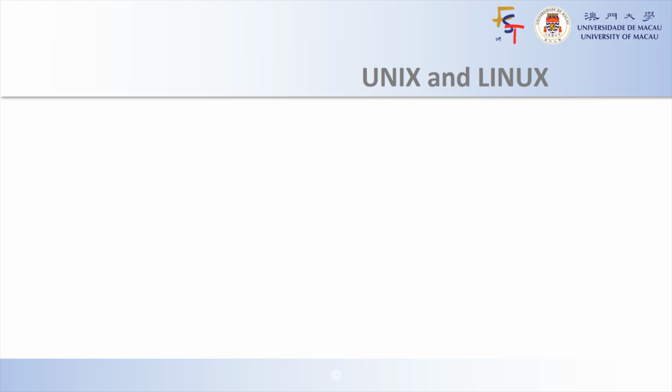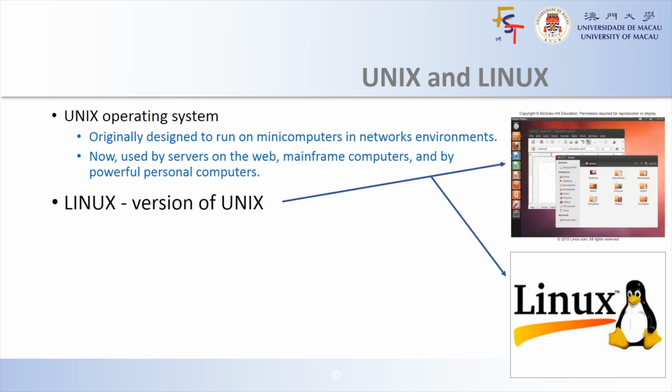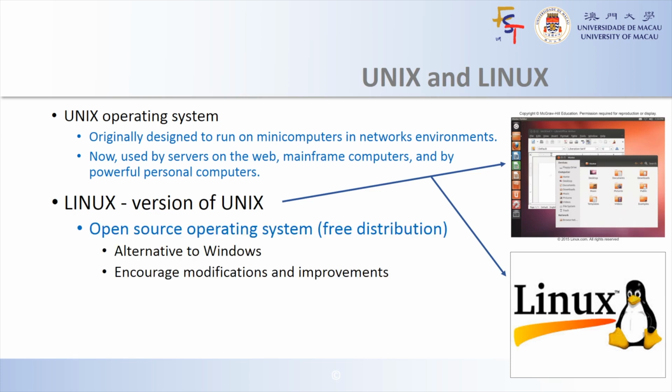Then we talk about Unix. The Unix operating system was originally designed to run on minicomputers in a network environment. Now it is used by servers on the web, mainframe computers, and by powerful personal computers. There are a large number of different versions of Unix. Linux is probably the most popular one. It's an open source operating system, allowed in free distribution, and is an alternative to Windows that encourages modification and improvements to the code.